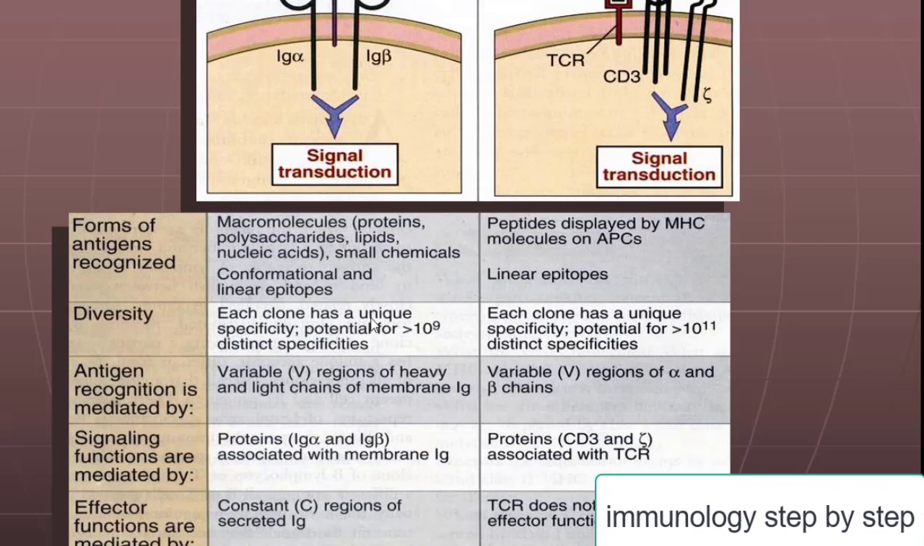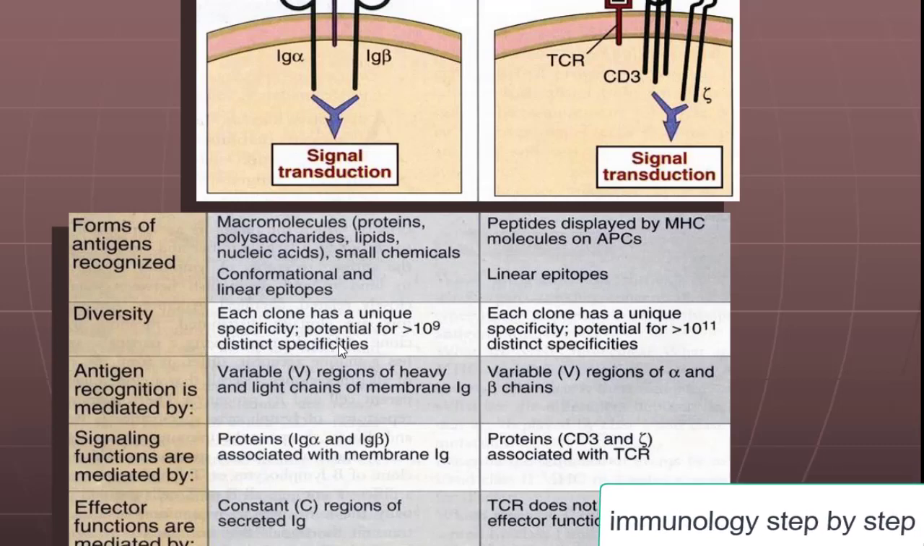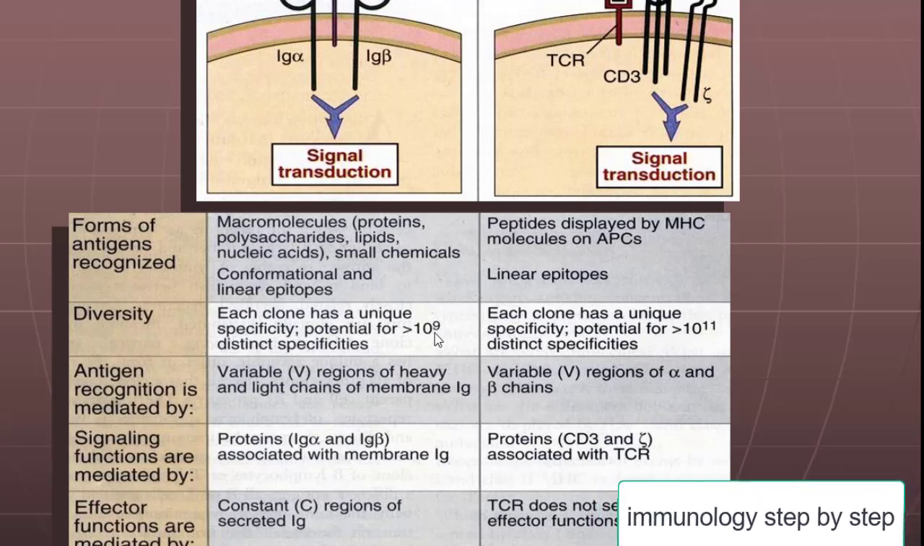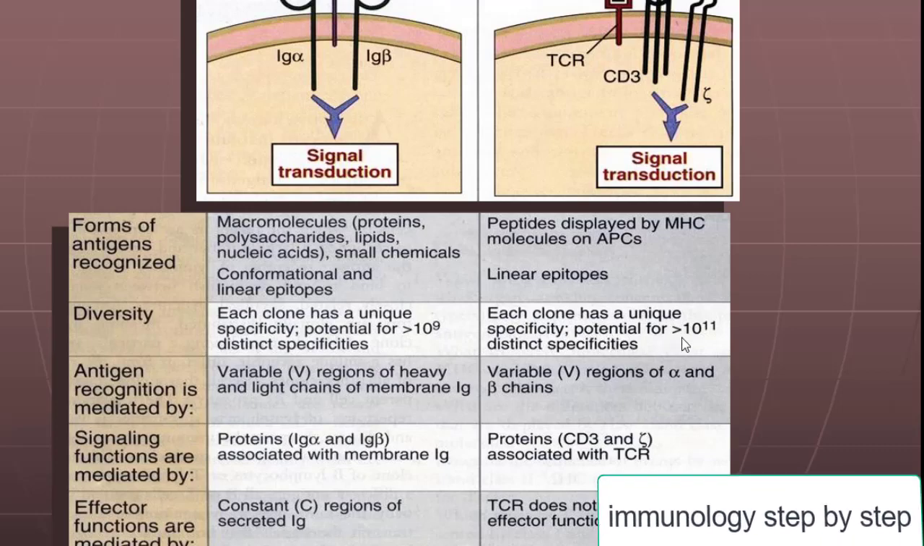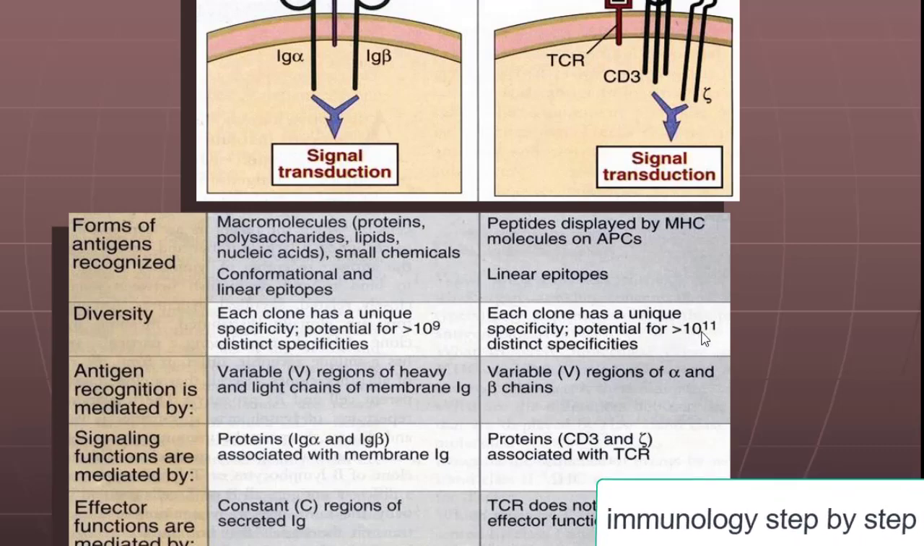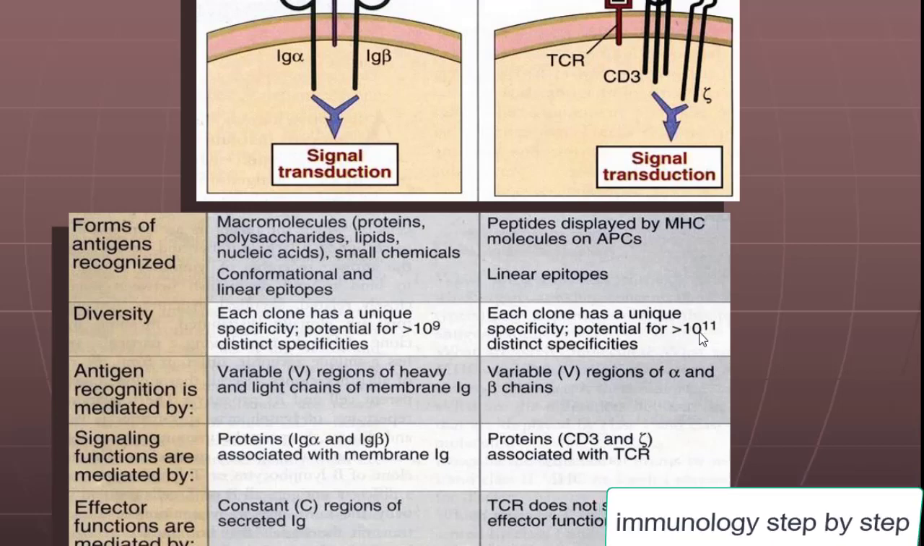Diversity. Each clone has a unique specificity, potentially for 10^9 distinct specificities. Each clone has a unique specificity, potentially for more than 10^11 distinct specificities.